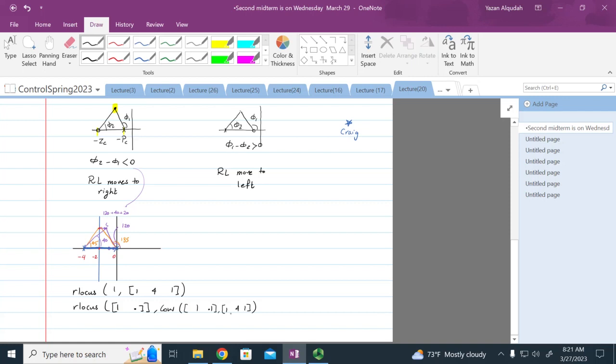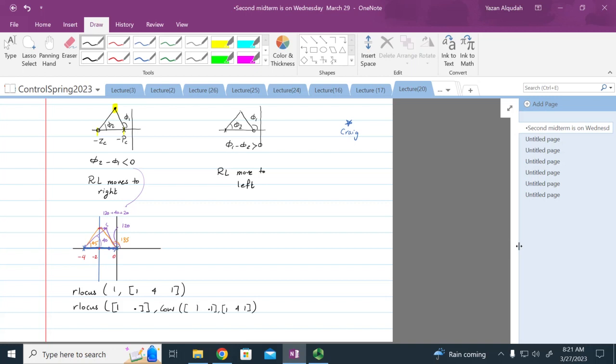Okay, so the root locus is going to move to the right with the lag compensator, and to the left with the lead compensator. Is it good or bad to move to the right? Bad. Why? Because we're moving towards instability. Exactly.